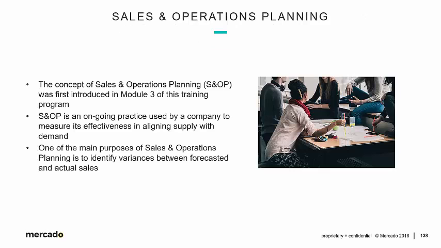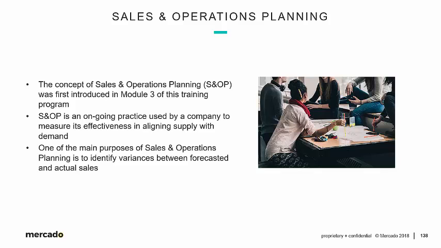Harkening back to some earlier slides, let's refresh our memory and talk a little bit about what S&OP really is. The concept of sales and operations planning was first introduced in Module 3 of this training program. We know that. As a refresher, sales and operations planning is an ongoing practice within an organization that is used to measure the effectiveness in aligning supply with demand. That's a very high-level definition, but it is indeed true.